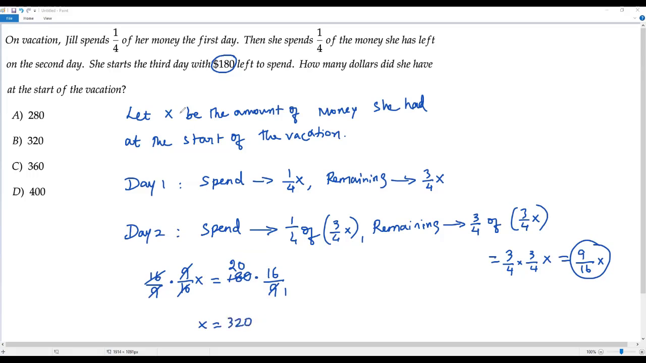So x represents the amount of money in dollars she had at the start of vacation. That's what we have to find. So she had $320 at the start of the vacation. We find this 320 in answer choice B. So the correct answer choice for this question is option B.